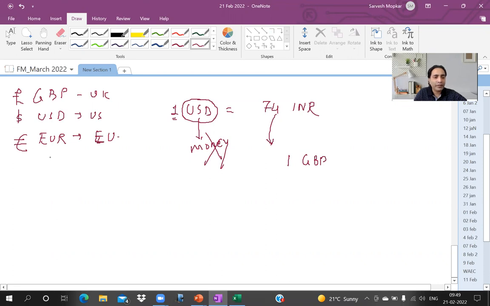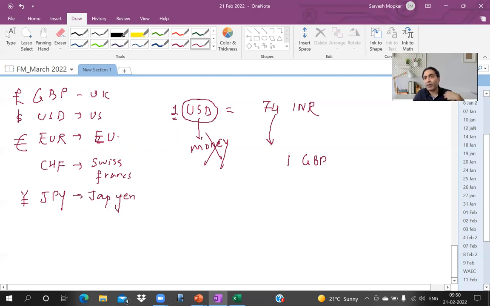Then we have CHF. Are you aware of CHF? It's the Swiss currency, the Swiss franc. Then JPY, the Japanese yen. These are the common currencies you may come across in your exams. And many imaginary countries, imaginary currencies, because it doesn't matter what currency we are talking about. The concepts remain the same. Not only currencies, you apply it for any asset, from bottle to gold, to shares, to bonds, to currencies, to metals. Whatever the underlying asset is, the concepts are the same.